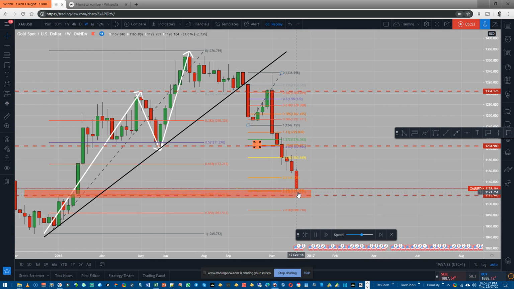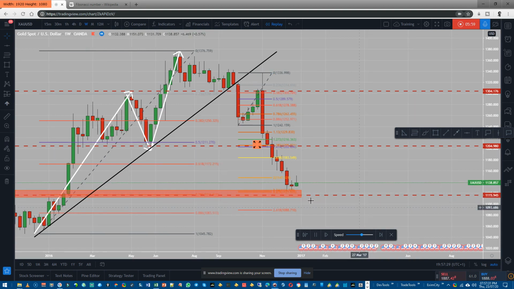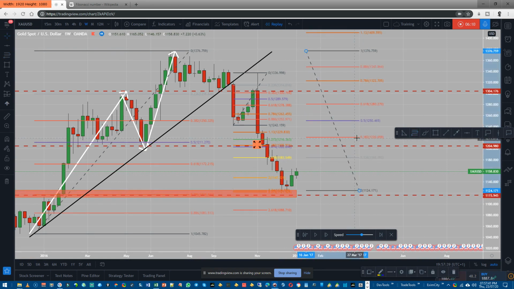Okay, it is coming straight down. It has touched that zone. Let's see if it touches again. Okay, it came very close, but no, I think it has started to move. Now, if the market has started to move already, we're looking at a possible first target at 38.2, which is at this level.